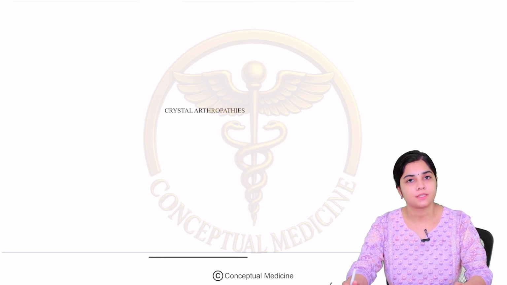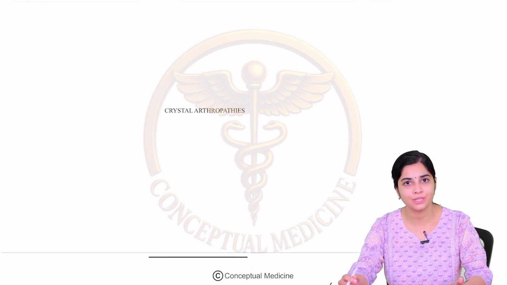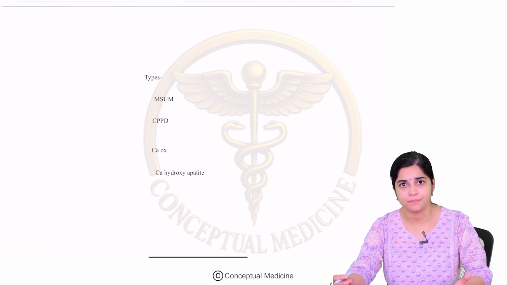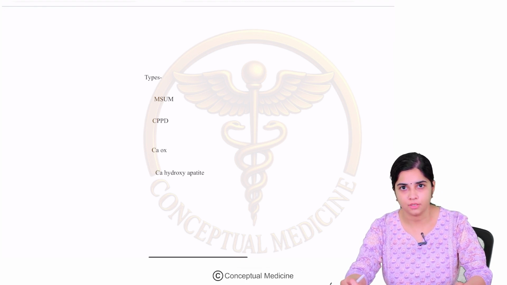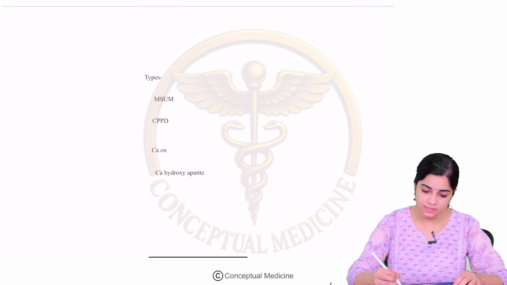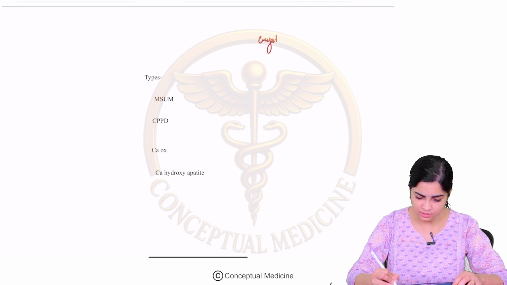In continuation with our discussion, we will be speaking about crystal arthropathies today. So let's begin. What do you mean by crystal arthropathies? This basically refers to the group of disorders which is characterized by crystal deposition within the joint. The characteristic feature of crystal arthropathies is crystal deposition in the joint.